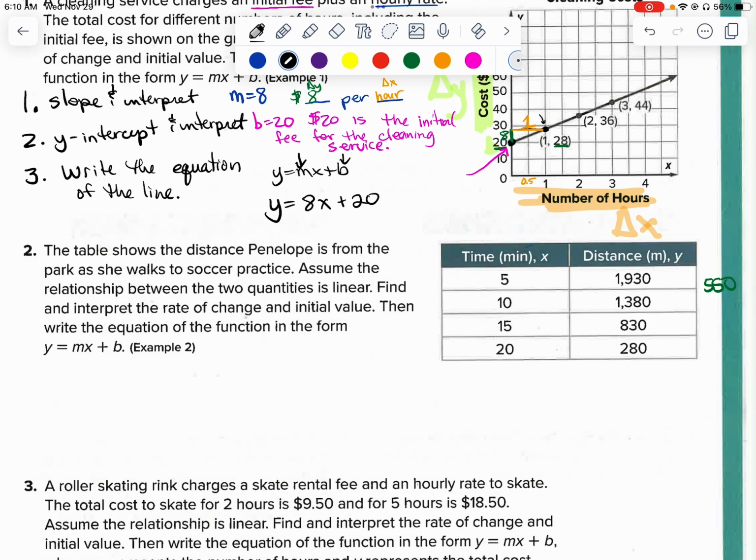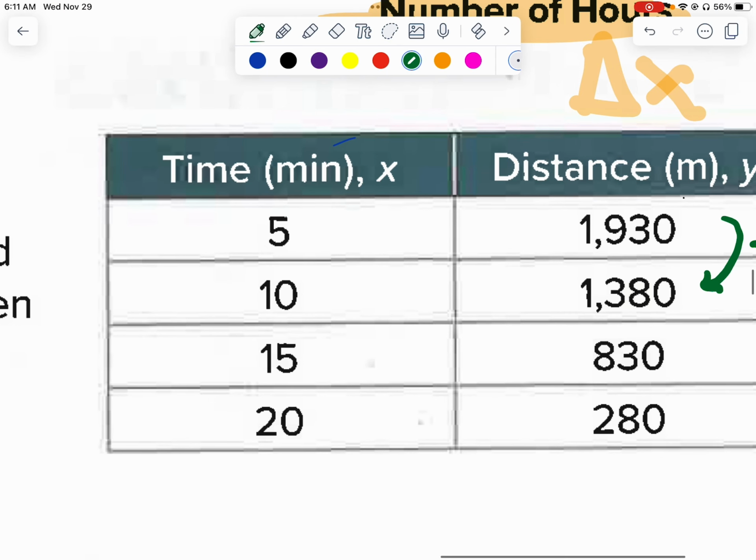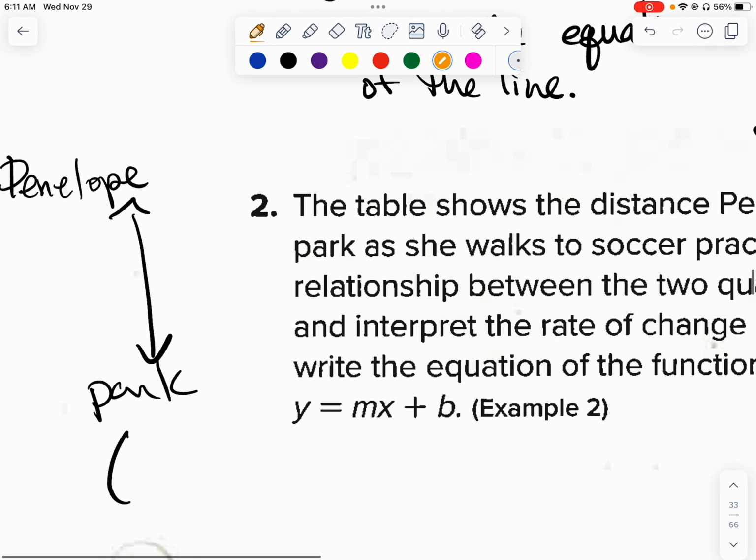So, as we do this, to find the slope, the change in y. I deal with the change in y, it goes down, so that's negative. And then over here, I look at this. Some of you might be saying, well, why is the slope negative? And we're talking about distance. You have to remember this question is asking about the distance between Penelope and the park.